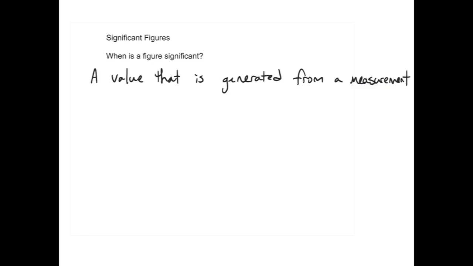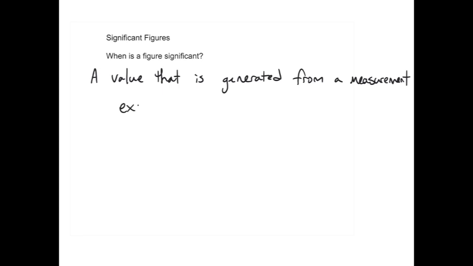Hello scientists, this video lesson is going to cover the significant figure. The first thing I'm going to talk about is what makes a figure significant and what makes a figure not significant. The definition of a significant figure is a value that is generated from a measurement. So in other words, if the data was collected using a measurement tool, whether it be a ruler or graduated cylinder or thermometer, then it is a significant figure.